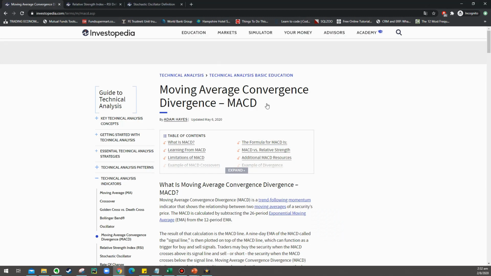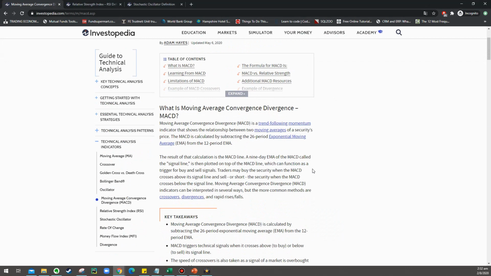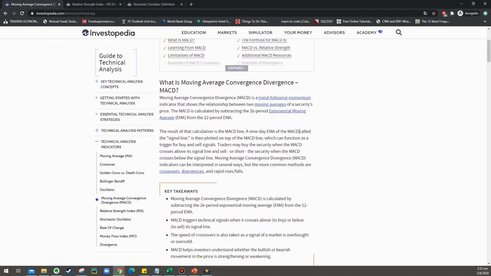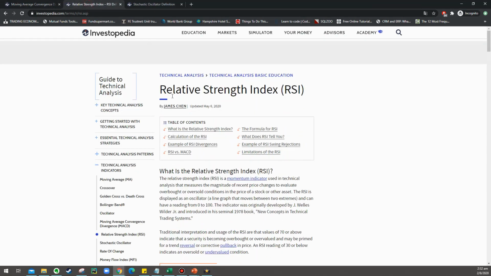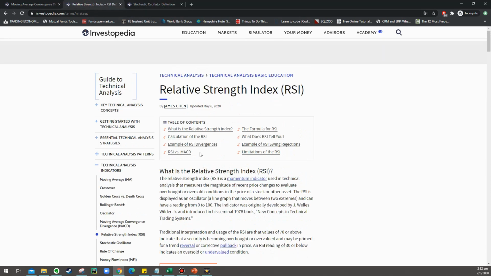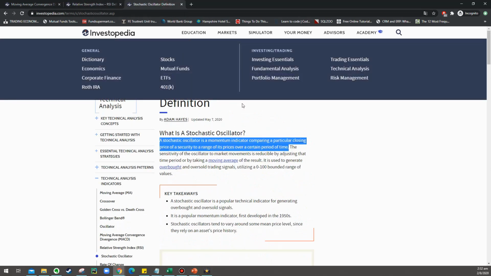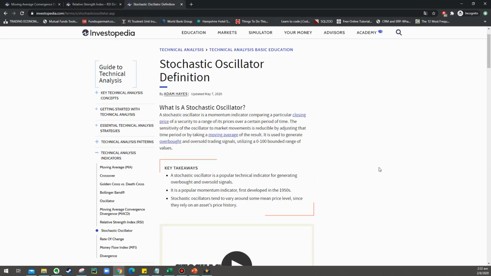MACD is a trend-following momentum indicator that shows the relationship between two moving averages of a security's price. The RSI aims to signal whether a market is considered to be overbought or oversold in relation to recent price levels, whereas the stochastic oscillator is a momentum indicator comparing a particular closing price of a security to a range of its prices over a certain period of time.